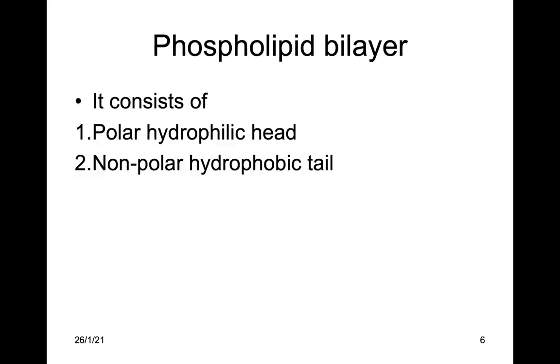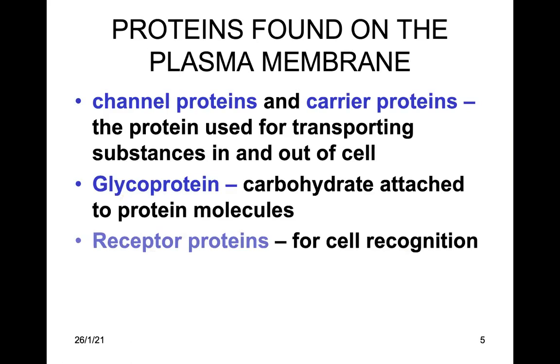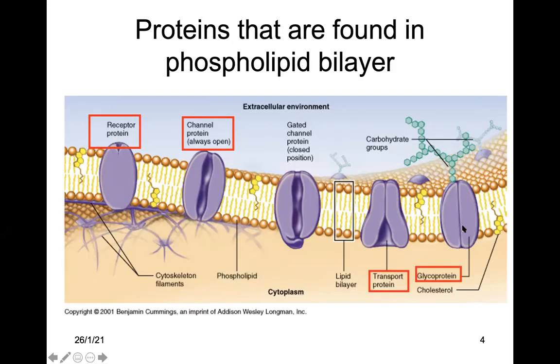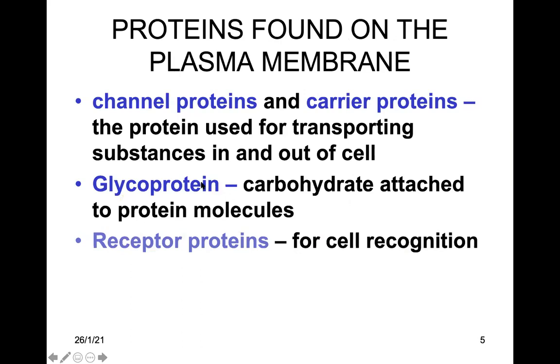Okay, so this is the function of the proteins that I have mentioned just now. We have channel protein and we have carrier protein. The function is to transport substances in and out of the cell. For example, glucose, amino acid, and so on. And we also have glycoprotein, as I said just now. This one, glycoprotein. There is a carbohydrate attached to the protein. Now we call them a glycoprotein.